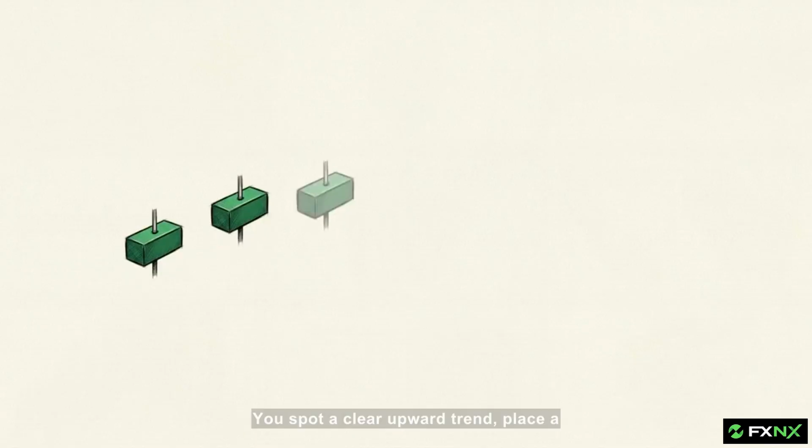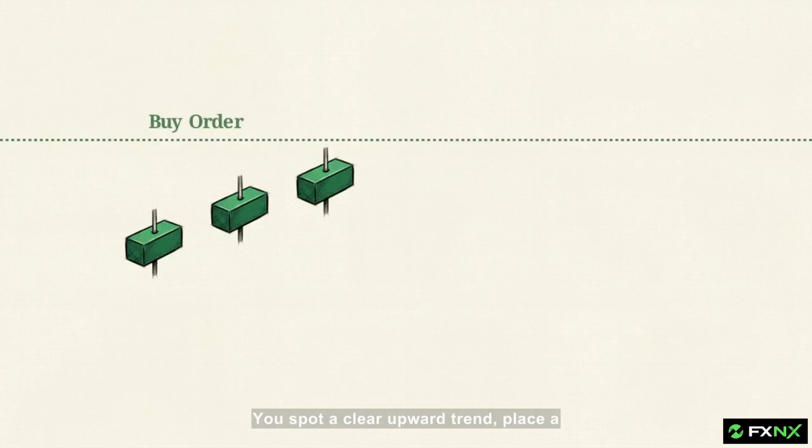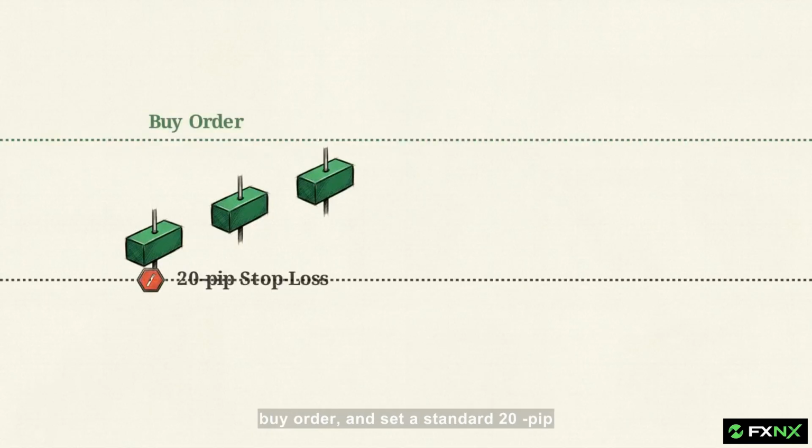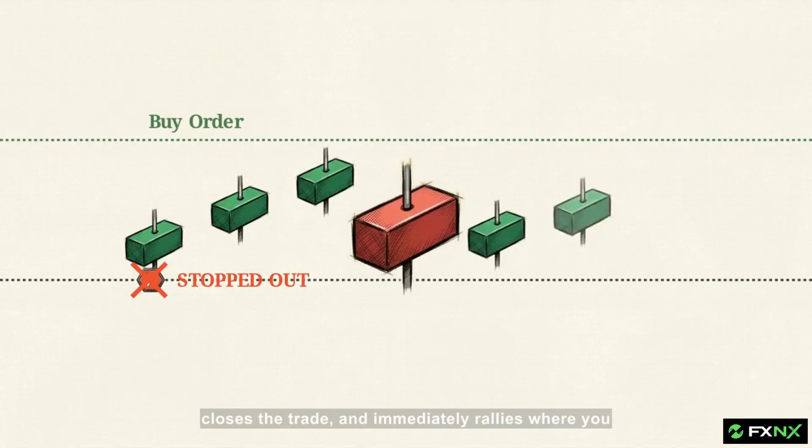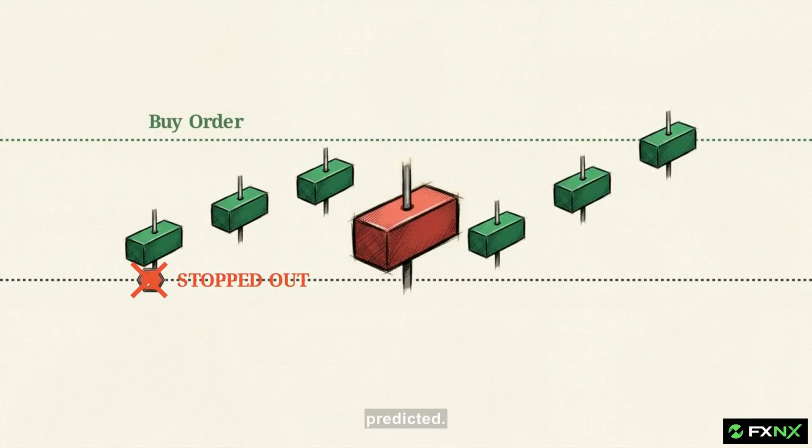This simplified chart shows a classic setup. You spot a clear upward trend, place a buy order, and set a standard 20-pip stop-loss. Then the price violently drops. It wicks you out by a single pip, closes the trade, and immediately rallies where you predicted.